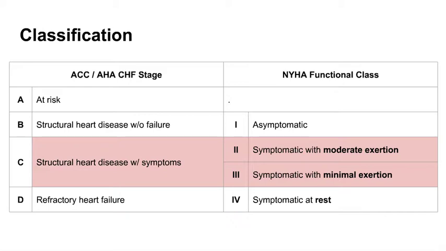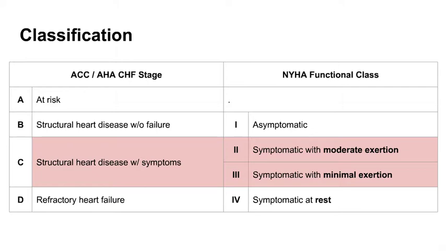The NYHA functional class: 1 is asymptomatic, 2 with symptoms with moderate exertion, 3 with very minimal exertion, and 4 is symptomatic at rest. Highlighted in red are the stage C and functional class 2 and 3, which are really the patients that you're going to be dealing with most of the time. The stage D and functional class 4 are often in a cardiac care unit or working towards hospice essentially. But in stage C and functional class 2 and 3, there's a lot we can do to try to get them in a good place.